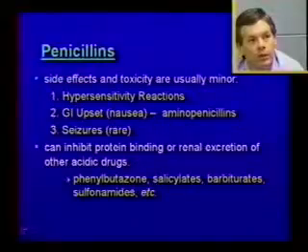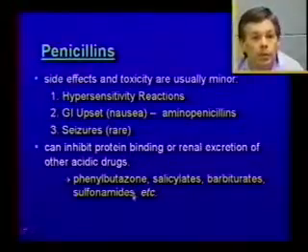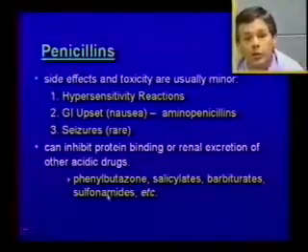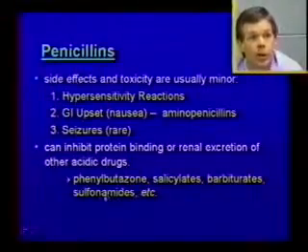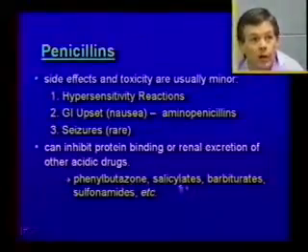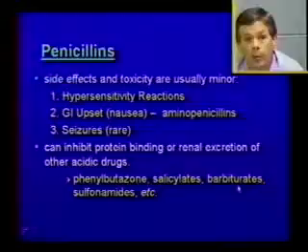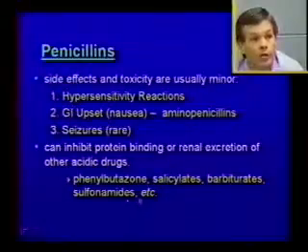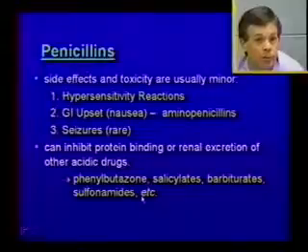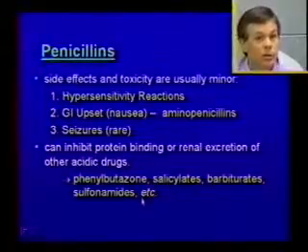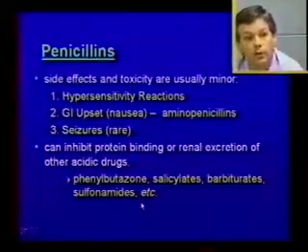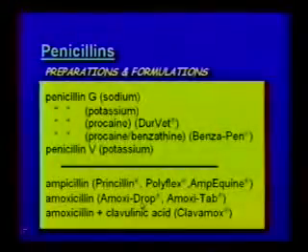We have mentioned previously this interaction with plasma protein binding that can occur with other classes of drugs, and I've just listed here some of the other classes of drugs that this can occur with. Phenylbutazone, a non-steroidal anti-inflammatory drug, salicylates, the barbiturates, and also sulfonamide antibiotics. These are all classes of drugs that bind to the same proteins that the penicillins do, and they can compete with one another for binding to those proteins and affect each other's pharmacokinetics.